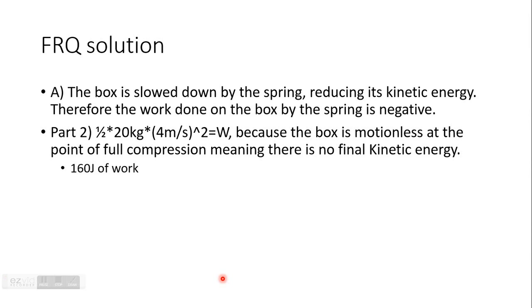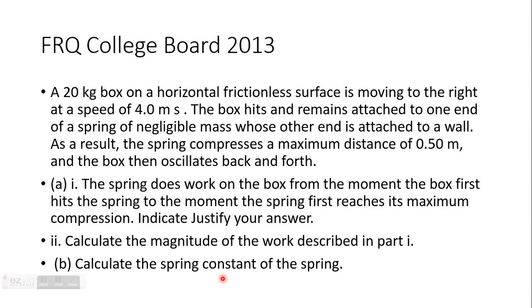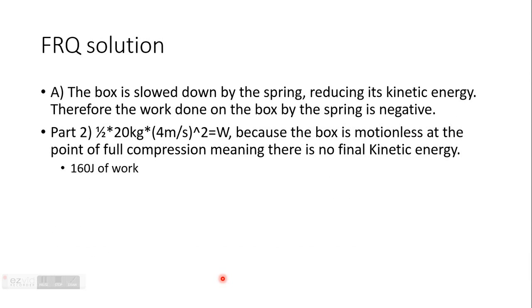Moving on to the last part, we would say that 160 joules is equal to 1/2 times k times 0.5 meters squared, because we're solving for k. Calculate the spring constant of the spring. So since we know the amount of energy, and we know the compression, we're just solving for the spring constant, and we could simplify it and just say that it is 1280 newtons per meter.